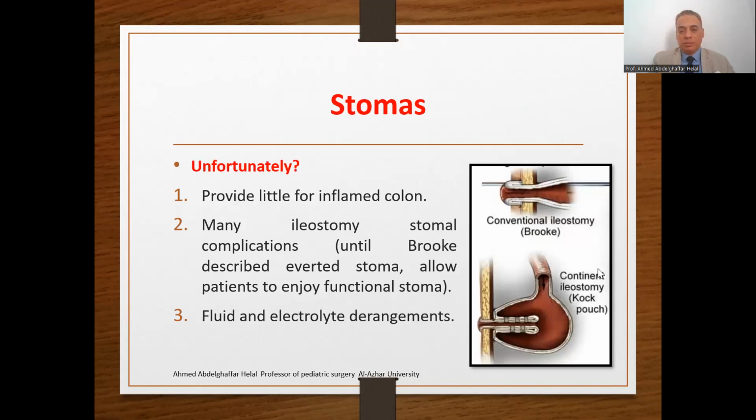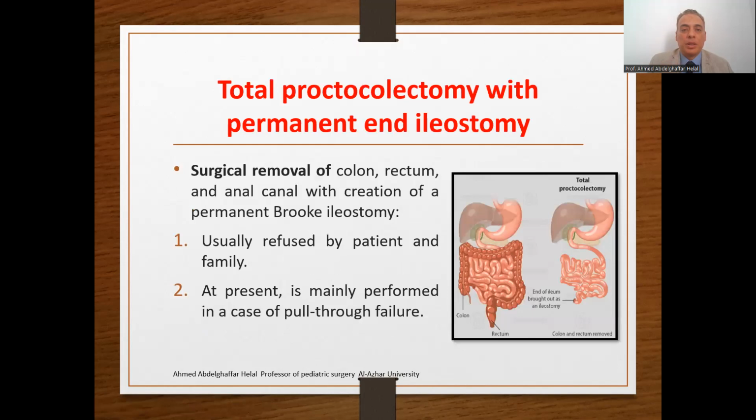This is the stoma, conventional or continent, or Kock pouch. It provides little for the inflamed colon, in addition to the fluid and electrolyte derangement and many ileostomy complications, prolapse, parastomal hernias, and many complications. Total proctocolectomy is the second option, with permanent end ileostomy, to remove the whole colon, rectum and the anal canal. Usually this technique, with end ileostomy, is refused by the patient, and nowadays it is used only for cases of failure.